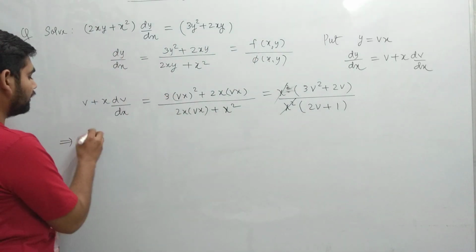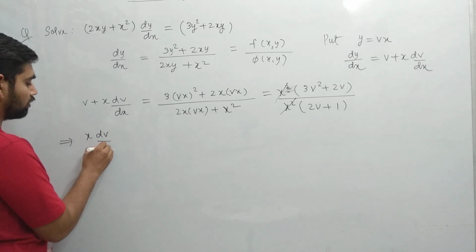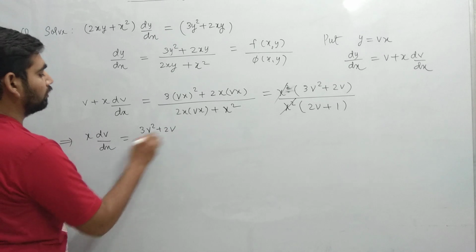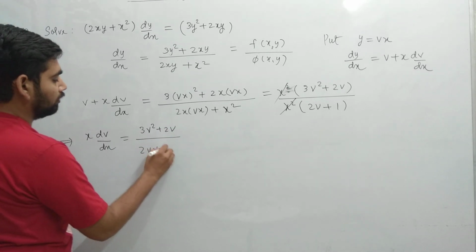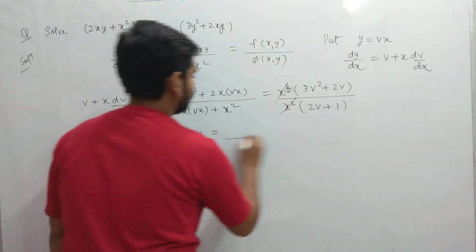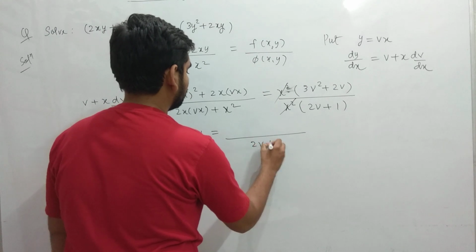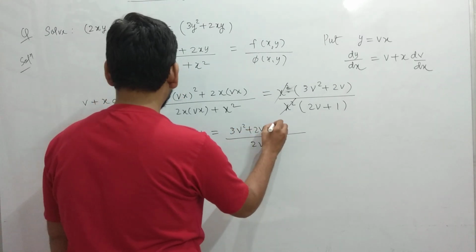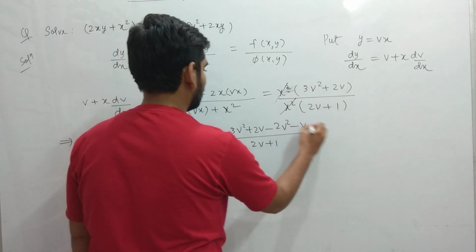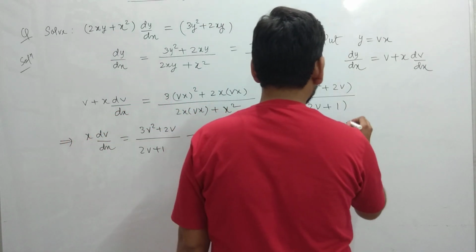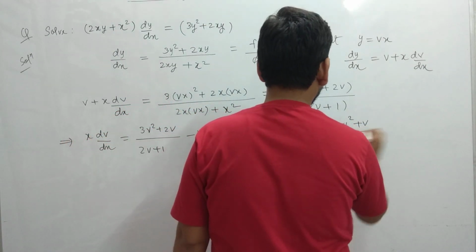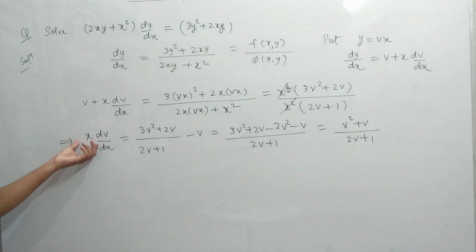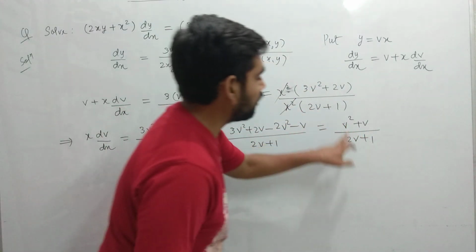Taking v to the other side, x dv/dx = (3v² + 2v)/(2v + 1) − v. On taking LCM, the numerator becomes 3v² + 2v − 2v² − v. So it becomes (v² + v)/(2v + 1). Now x dv/dx = (v² + v)/(2v + 1).